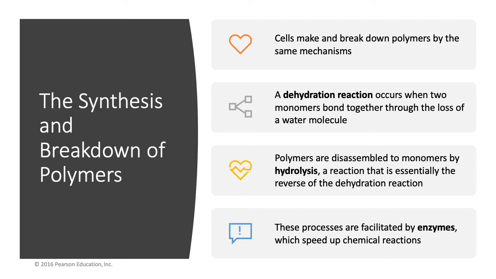So the way that monomers are built into polymers and the way that polymers are broken down into monomers are actually kind of mirror images of each other. Monomers are put together through a dehydration reaction, which involves the removal of a water molecule, and they're taken back apart through hydrolysis, which is a reaction where you put a water molecule back in. So these two processes are really closely related.